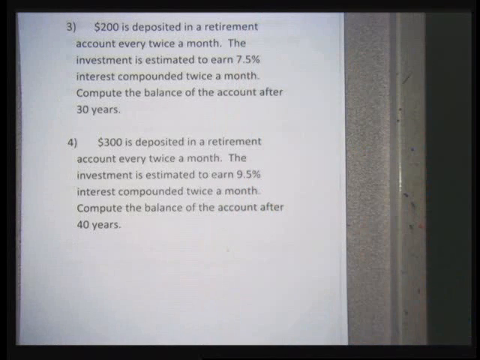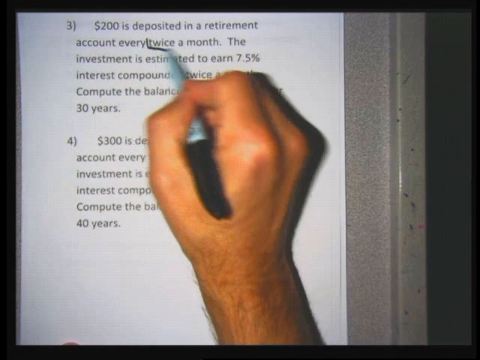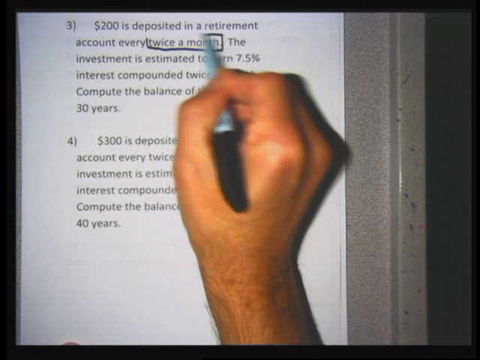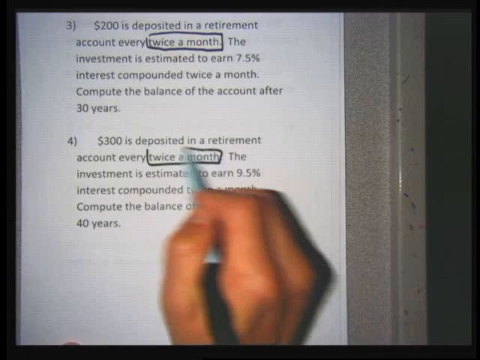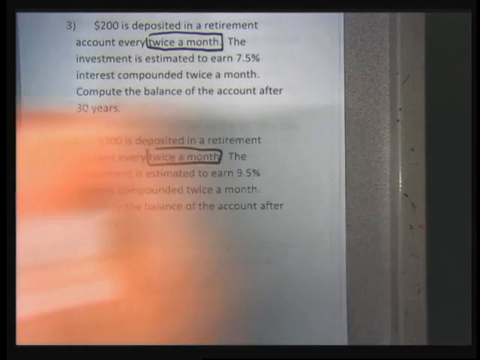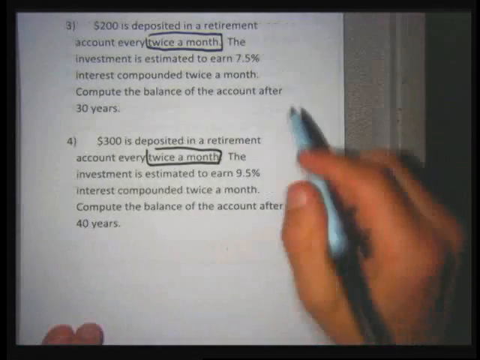Okay, so our next 2 problems, 3 and 4, I'll do 4, you can do 3. Again, I always mess up on the savings problems on the PY and CY, so I'm going to knock those out of the way first. And for this problem, twice a month, the PY and the CY are 24. So I'm going to get my template ready for number 4.